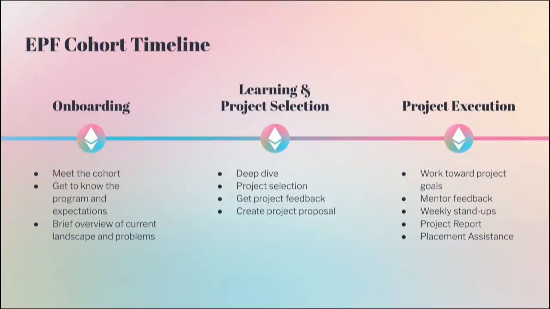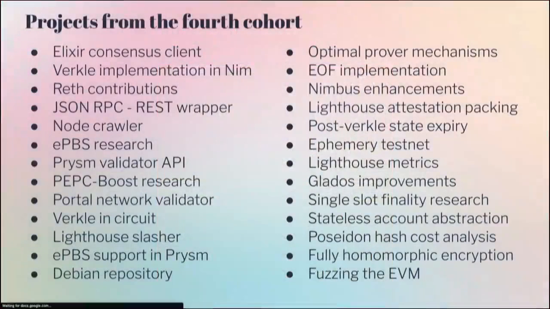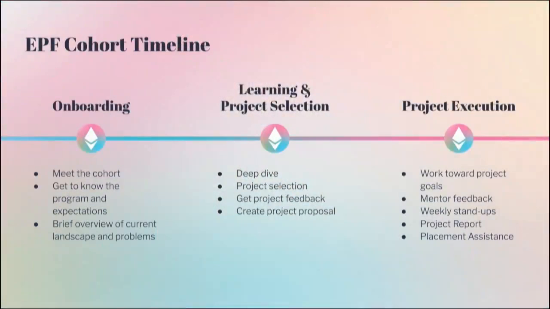So yeah, there are 3 different phases of this program. There's an onboarding phase where you get to meet your cohort and do some very cursory overview of Ethereum itself. This could be looked at as a speed-run version of the study group. And then we have the second phase, which is the learning and project selection phase, where you'll select a topic and deep dive into that topic, learning as much as you can about it, and then creating a project proposal. And then the majority of the program is focused on the project execution, so doing the work basically to implement whatever it is that you've decided you want to work on.